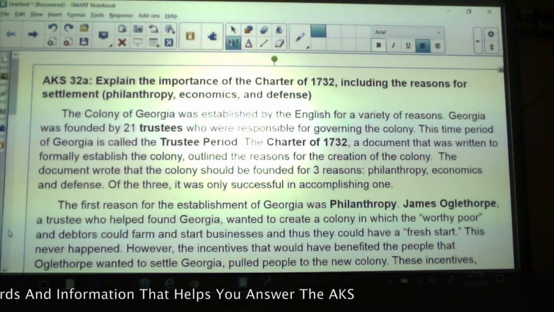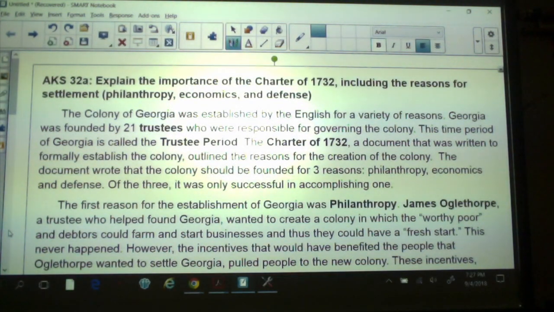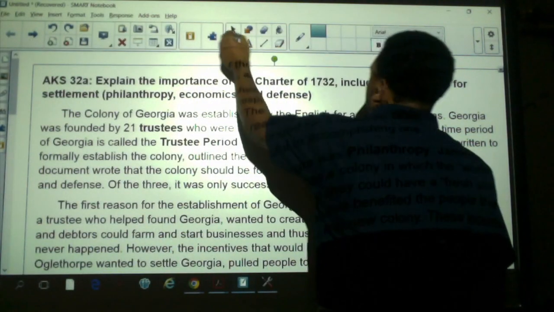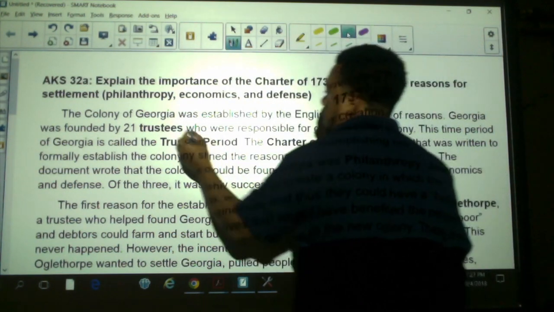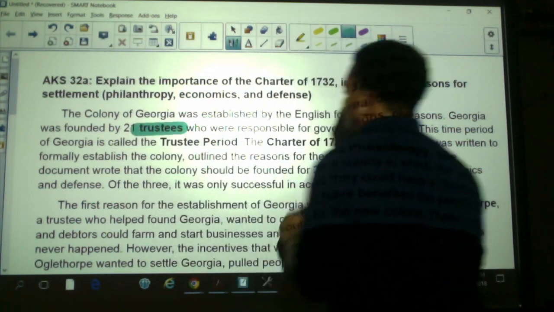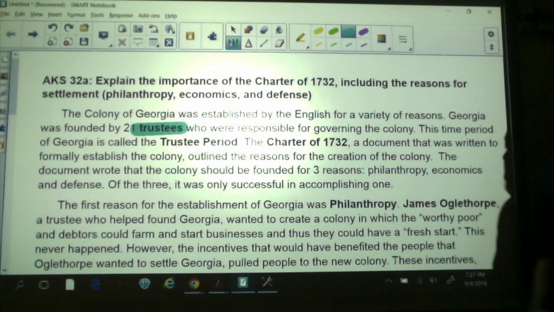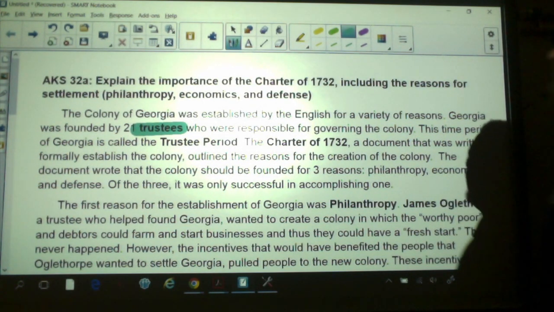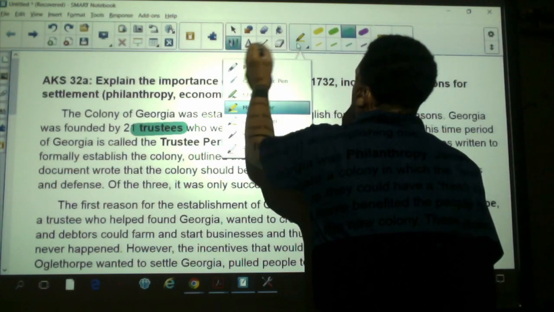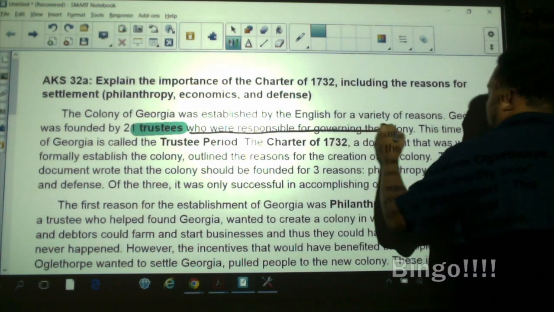Okay? So it reads, the colony of Georgia was established by the English for a variety of reasons. Georgia was founded by 21 trustees, so I have a definition right there, a vocabulary word right there. So I'm gonna go ahead and highlight that. It says who were responsible for governing the colony. So remember, we're always looking for the answer to our vocabulary word either right before or right after the vocabulary word itself. So now I know that trustees are people who are responsible for governing the colony.